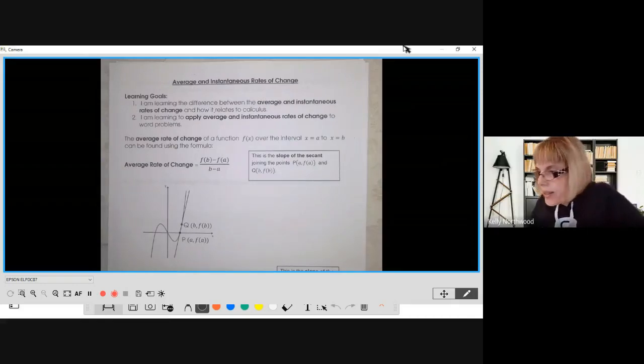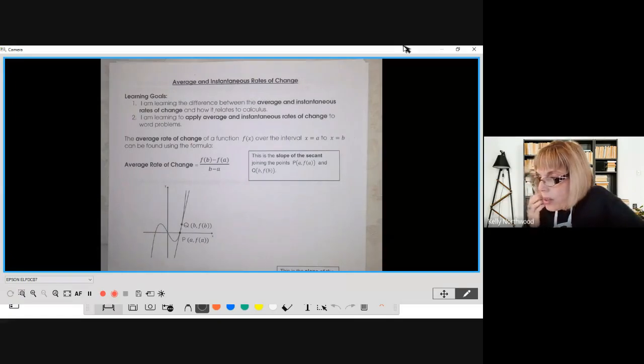All right, so this is on average and instantaneous rates of change. Our learning goals are to learn the difference between the average and instantaneous rates of change and how it relates to calculus. We're learning to apply average and instantaneous rates of change to word problems.